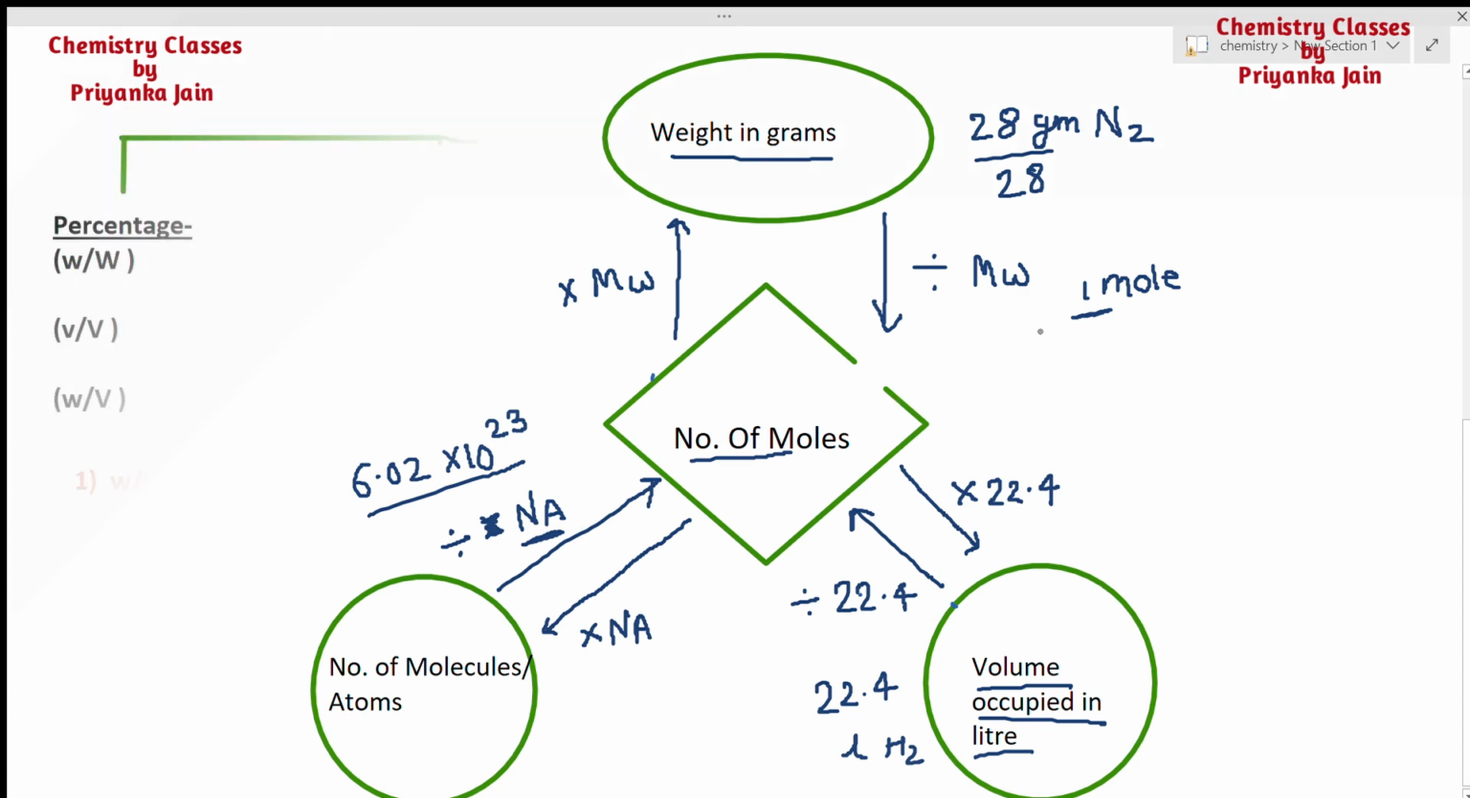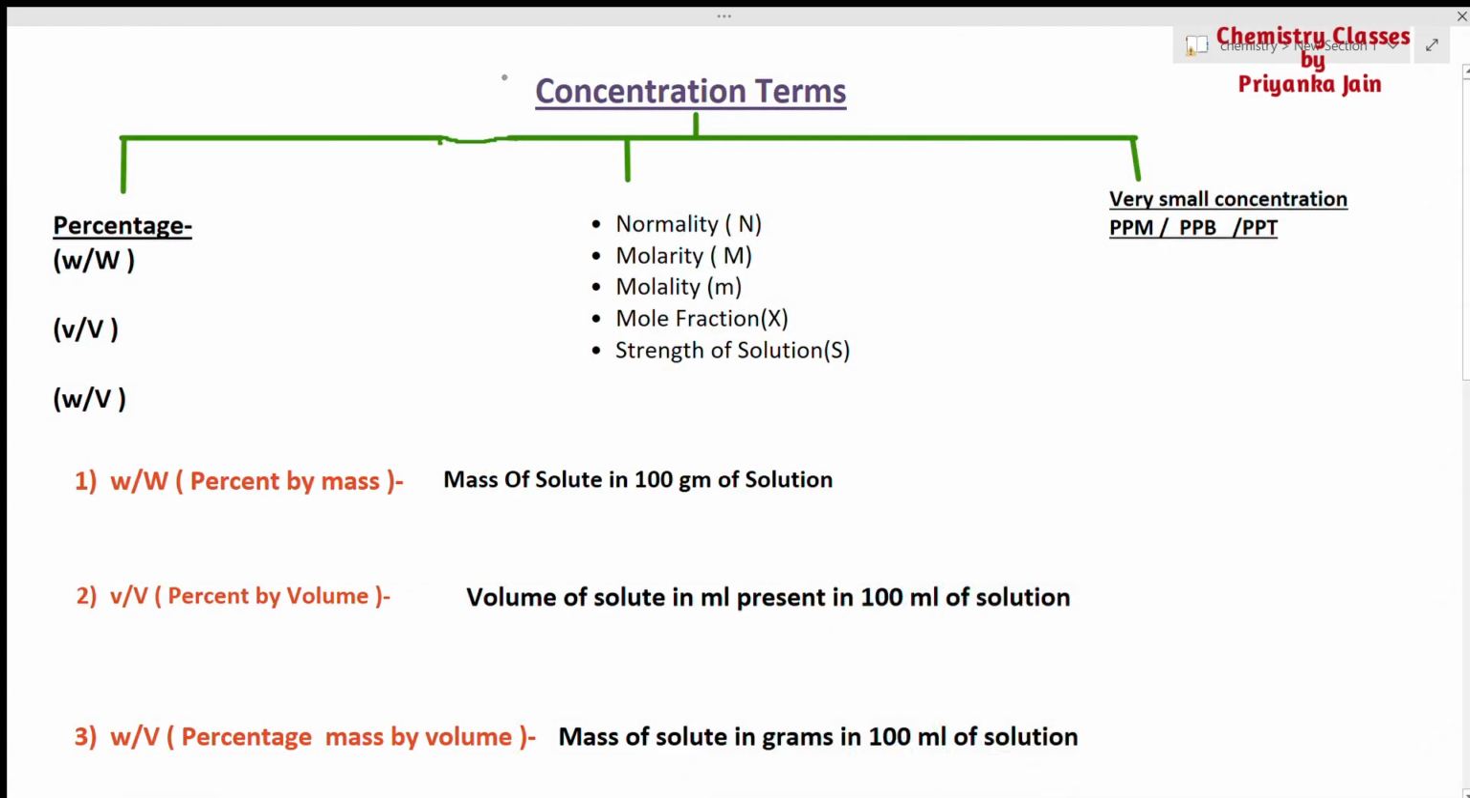Now we come to our next topic. The next important thing is the concentration terms. There may be three types of concentration terms. One is percentage based, another is more important, and the third, which is less important, is for very small concentrations. When traces of elements are present in a large amount of solution, these are used. These are parts per million, parts per billion, and parts per thousand. These are not so important.